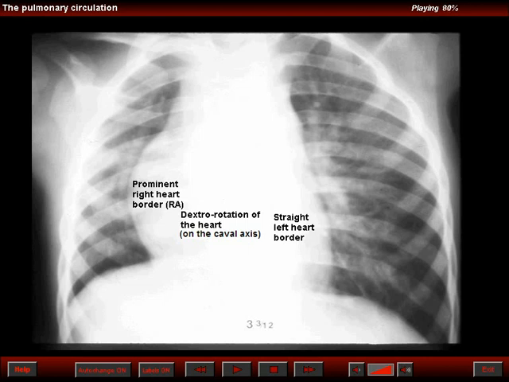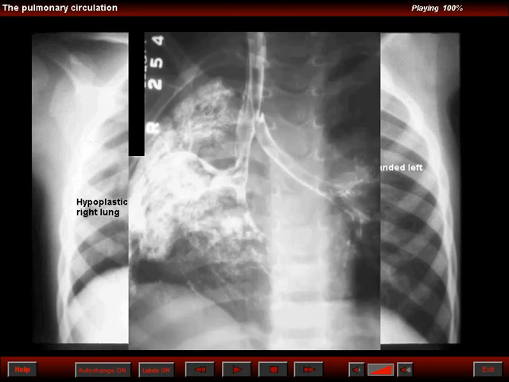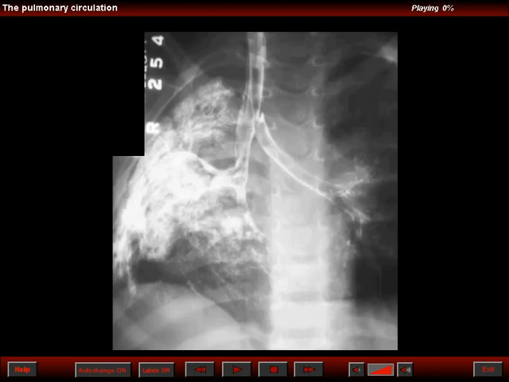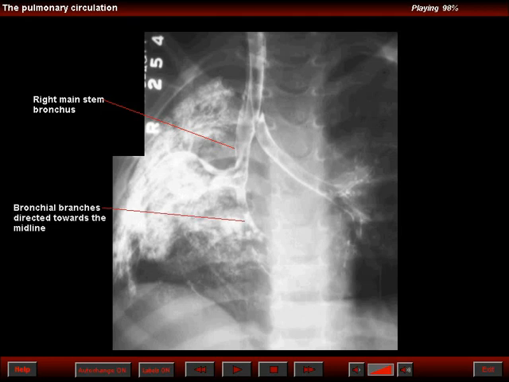The right lung is hypoplastic and shows hypovascularity. The left lung is increased in volume and shows slight increased vascularity. A bronchogram shows that the right main bronchus is vertically directed, and we see some bronchial branches that are directed towards the midline.